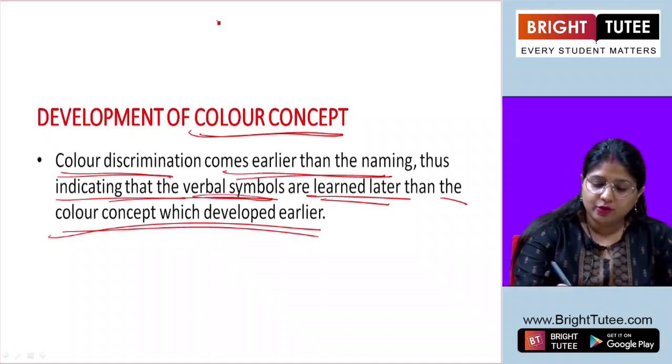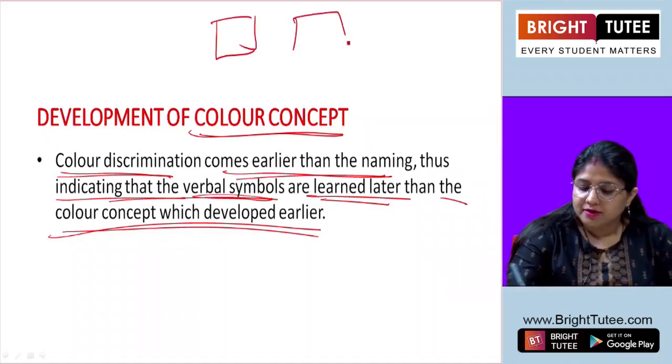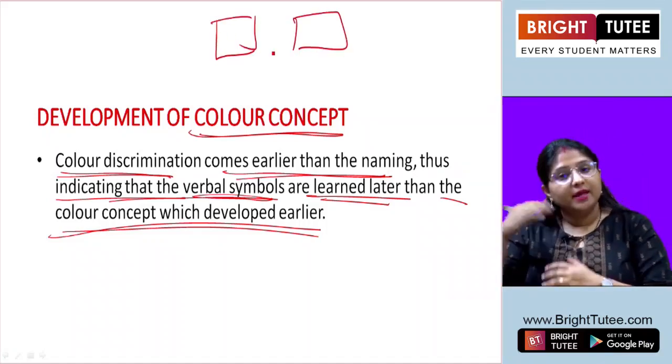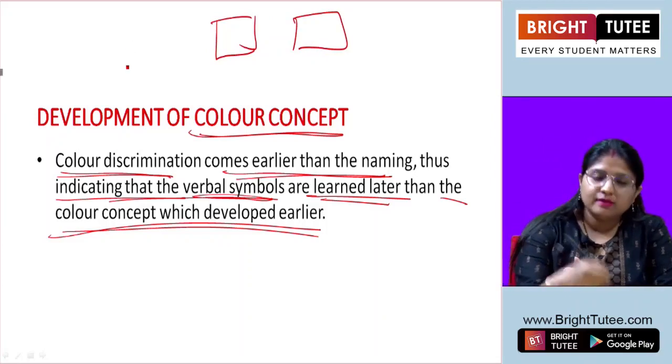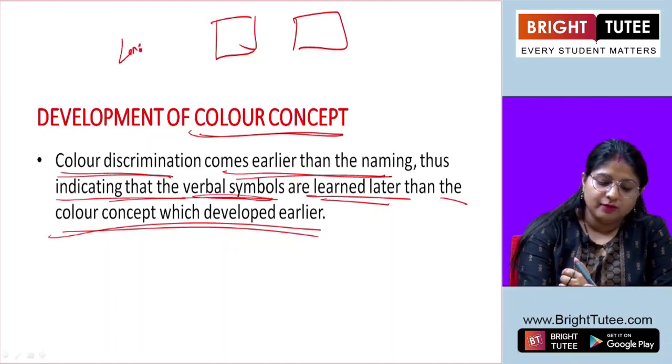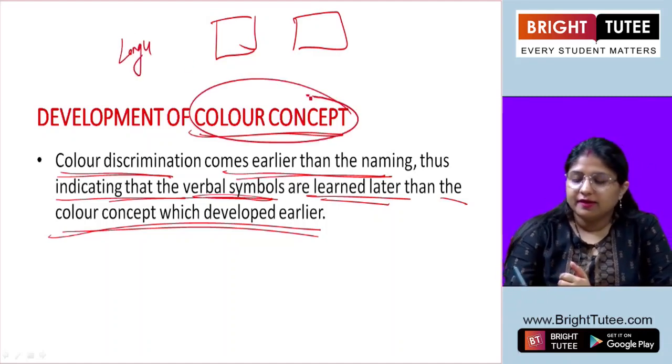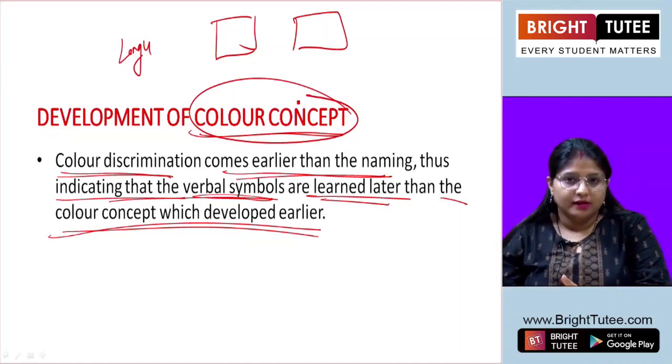A child is able to distinguish red from green, but they do not know the names. Names come later on. So names only come when the verbal symbols are there, when language is developed. So obviously color concept comes first and then comes the language.